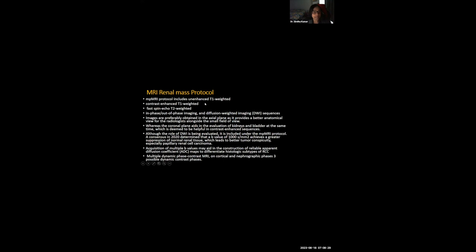We would get unenhanced T1 weighted sequence, contrast enhanced T1 weighted, fat spin echo T2 weighted sequence, in-phase and opposed-phase imaging and diffusion-weighted images. Images are preferably obtained in axial plane as it would be a better anatomical view for the radiologist alongside a small field of view with better resolution. And coronal plane is also acquired, which will help to evaluate kidney and bladder at the same time, which is deemed to be helpful in contrast-enhanced sequences.